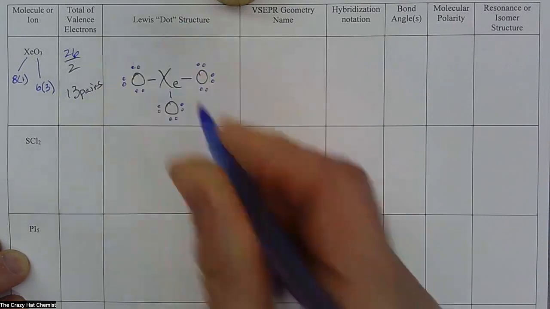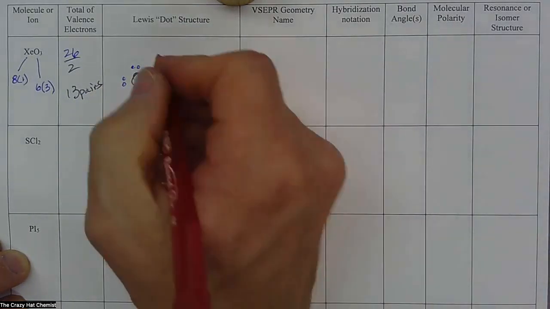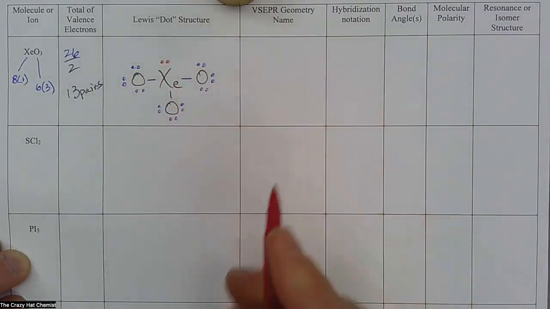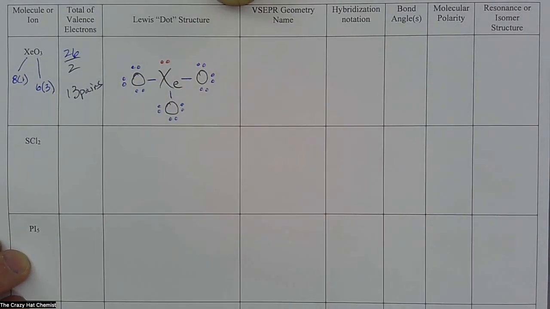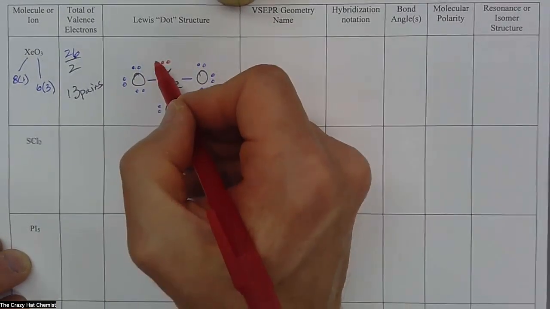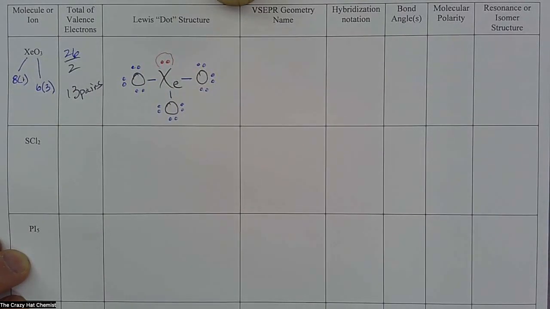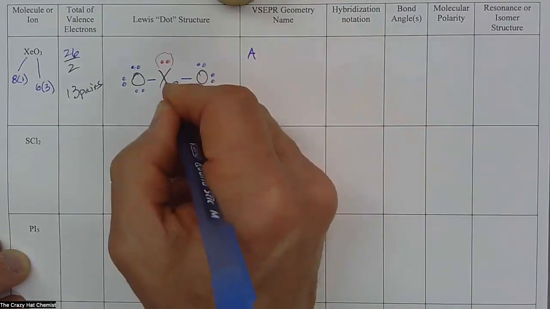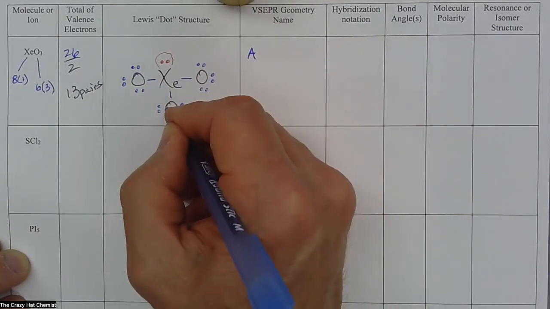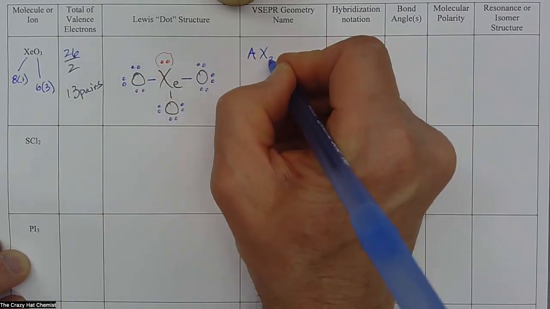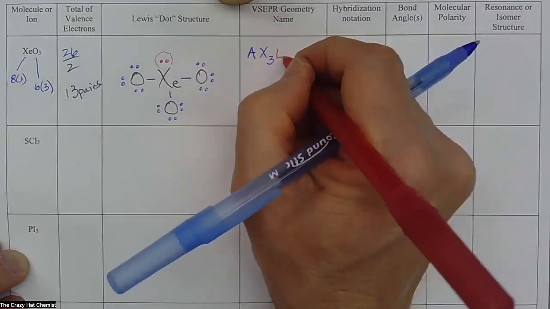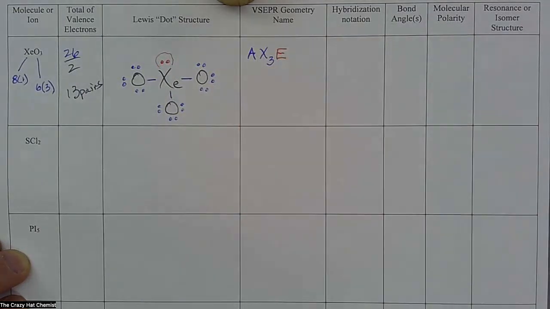1, 2, 3, 4, 5, 6, 7, 8, 9, 10, 11, 12. I got one more to do. That would be 13 on the central element. I don't have brackets on this because this doesn't have a charge. Okay, and that lone pair on that central element there. This is A for the xenon, X1, X2, X3, and then E for that lone pair on the central element there.